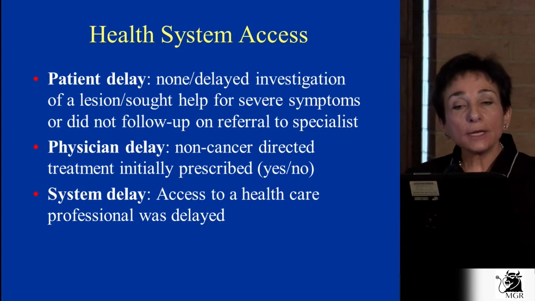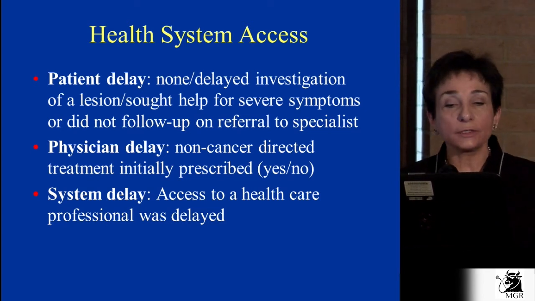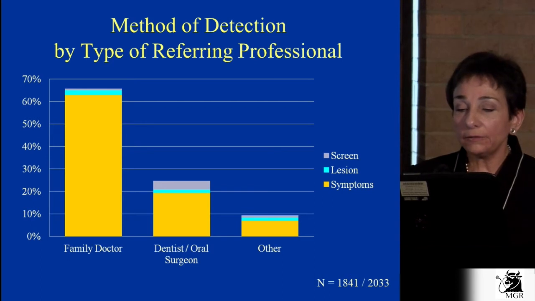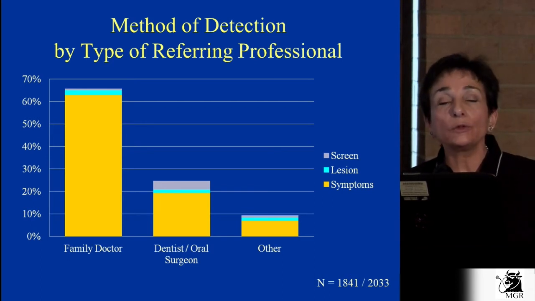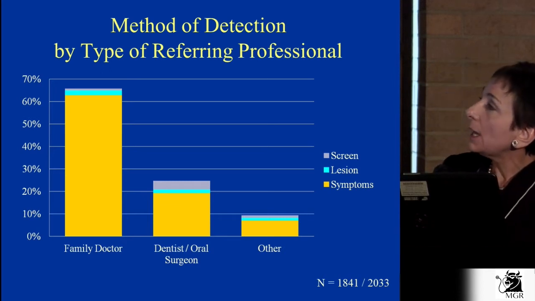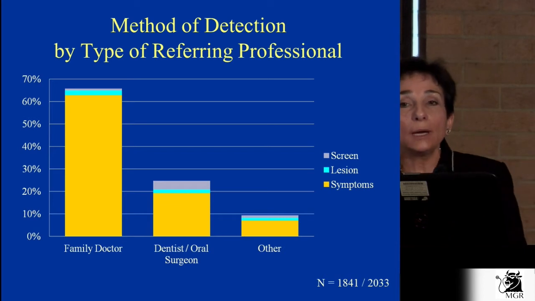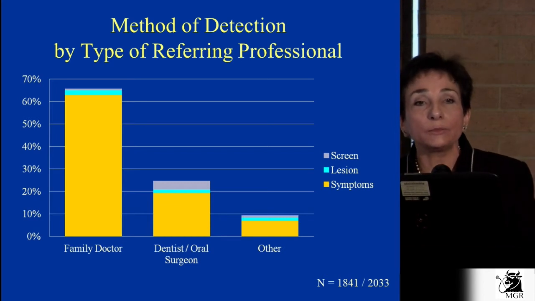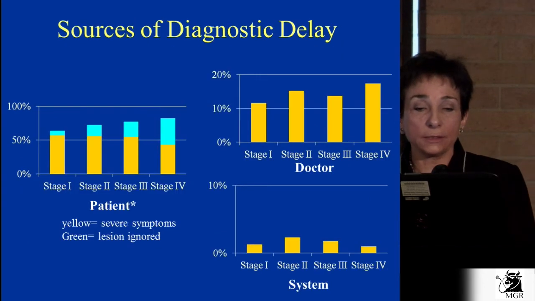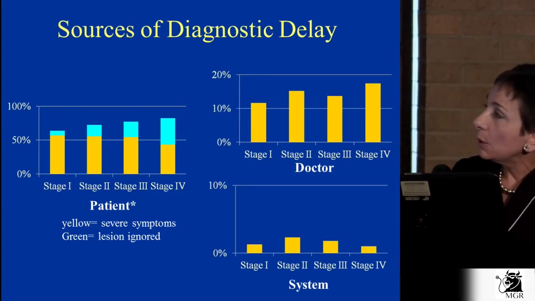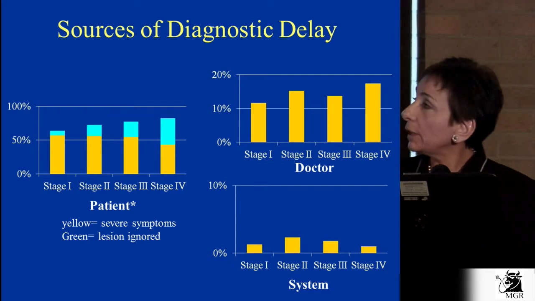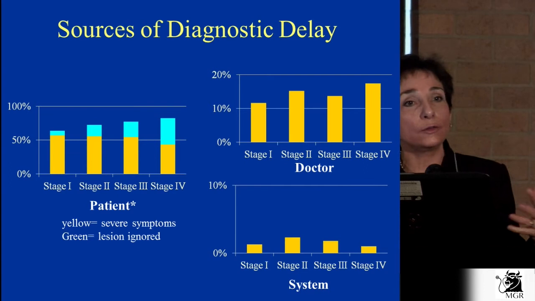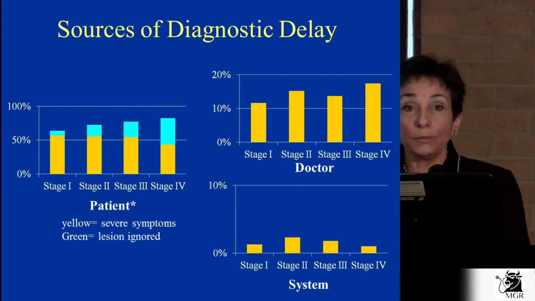And she was interested in health system access, the patient factors related to delay, the physician factors related to delay, and system factors related to delay. And the interesting thing that she found was that, in fact, the majority of diagnoses of these cancers happened through the family physician's office because people were presenting when they were already symptomatic. So it wasn't happening because they were being properly screened. And it wasn't happening because the lesion was detected. It was because the patient was already symptomatic, which really is an indicator for more advanced disease. And pointing to this specifically, those who presented with late-stage disease were more likely to be the ones that had a lesion which they had ignored. So there was some factor that was a barrier to their accessing health care despite having a lesion that they were aware of.